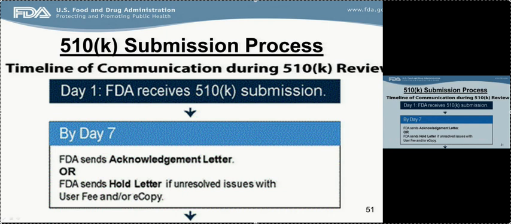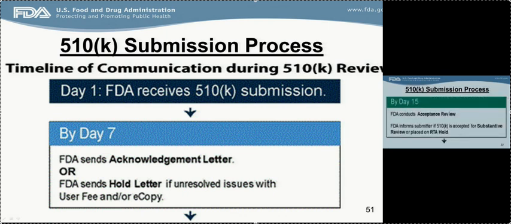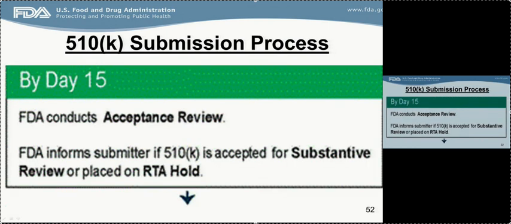If you receive a hold letter, that means that there are issues with your user fee and or e-copy. So your 510K will not proceed forward to be accepted for filing until you have resolved the user fee and or e-copy hold issues. By day 15, after your 510K has passed through the user fee and e-copy, the FDA will conduct what's called an acceptance review. By day 15, you will find out from the FDA if your 510K has been accepted for substantive review or if it has been placed on refuse to accept hold.